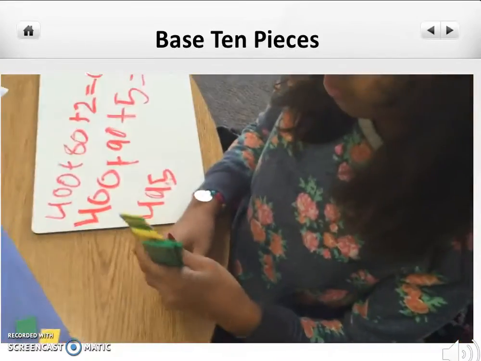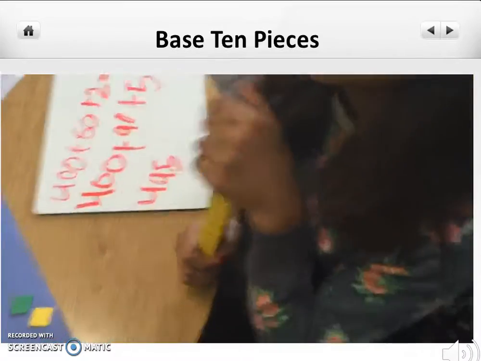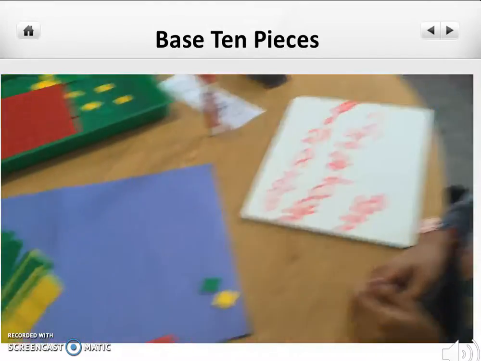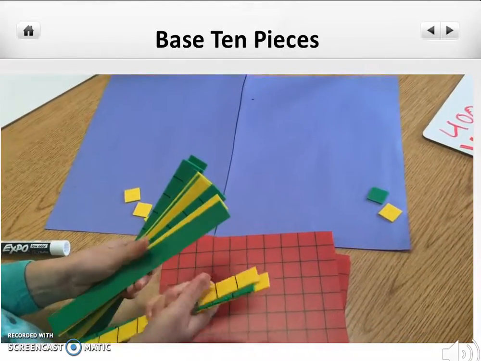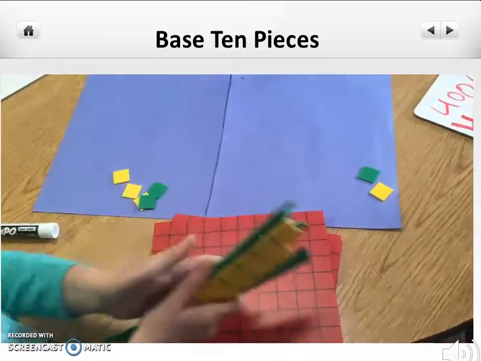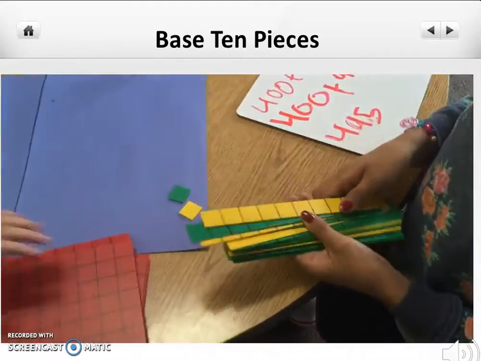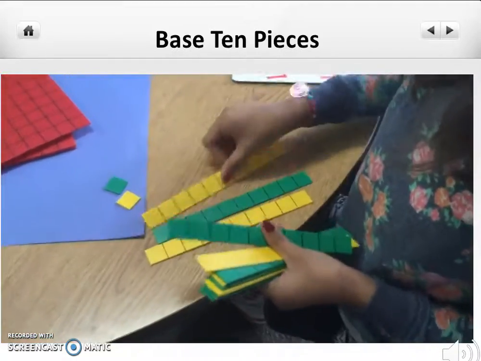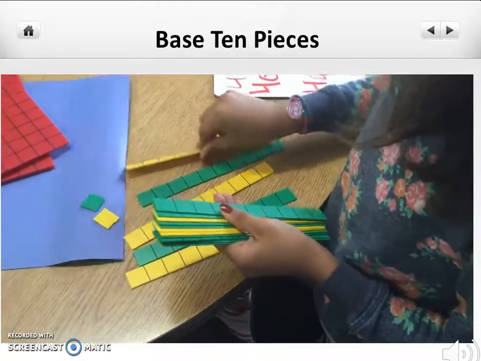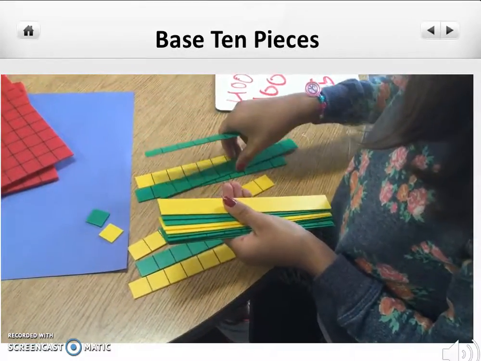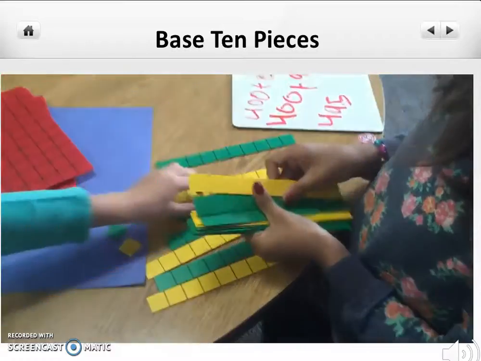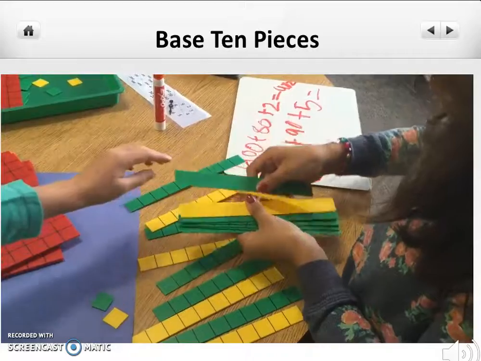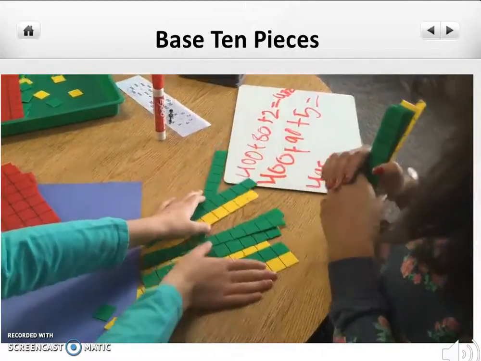Now Leslie's got all the tens together. Do you think you have more than 100 there? Yes. So we might need to get a new one. Remember, we have to lay them out. So you said 10. Can you count by tens? 10, 20, 30, 40, 50, 60, 70, 80, 90, 100. So we're going to trade those in.